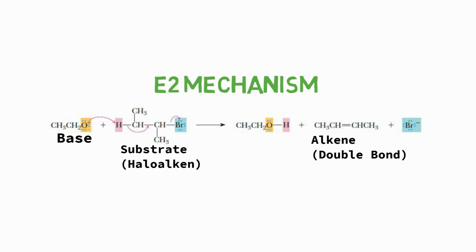Our ethoxide ion takes the hydrogen and forms ethanol in this example. In E2, both the base and the substrate, which is our haloalkane, determine the rate of the reaction.